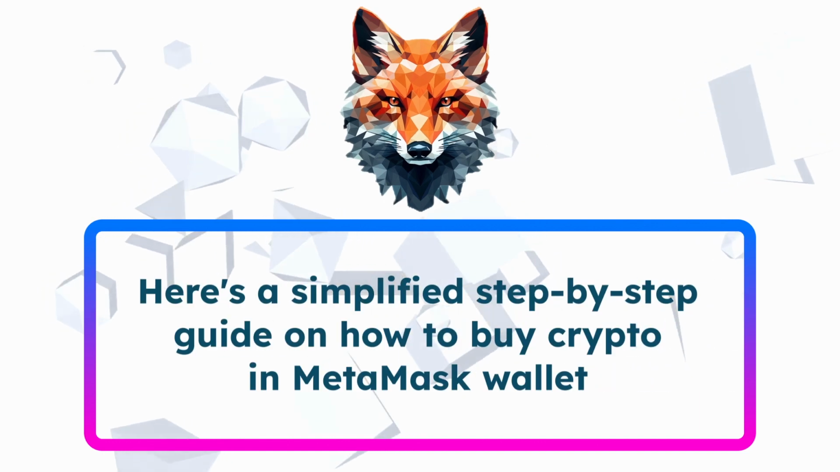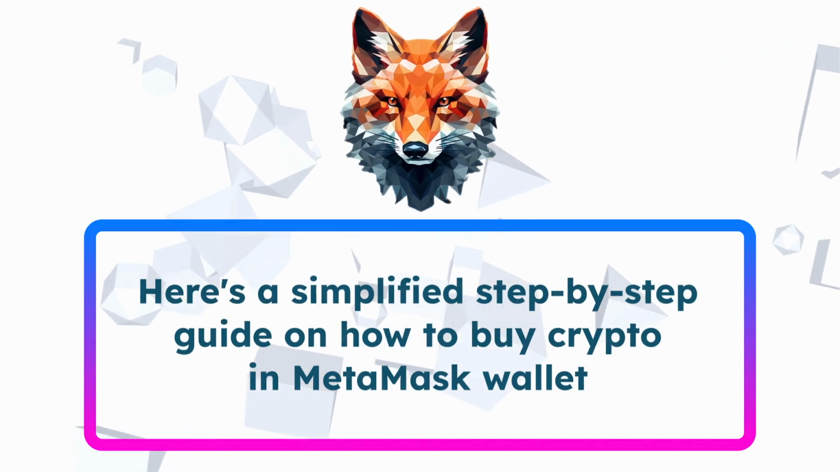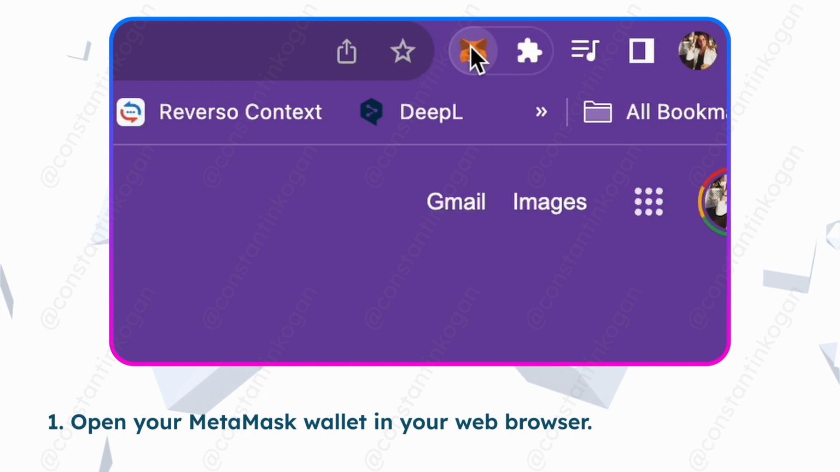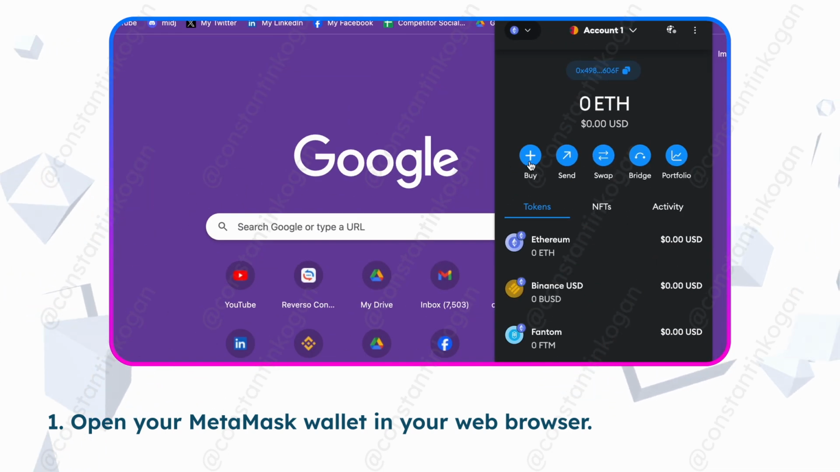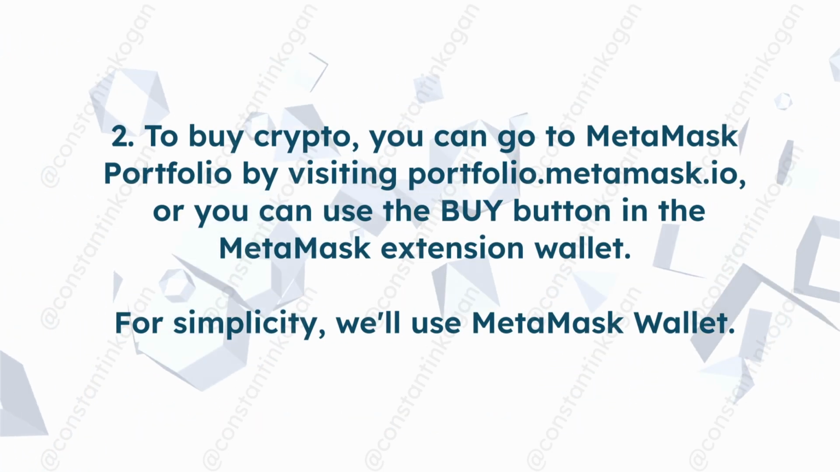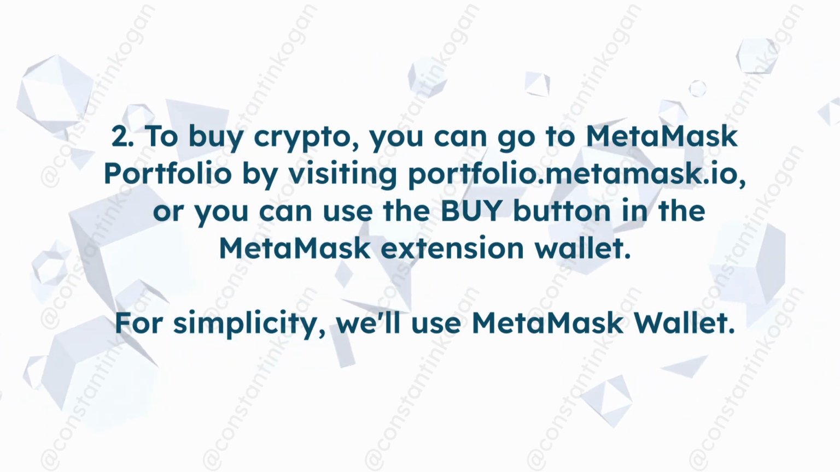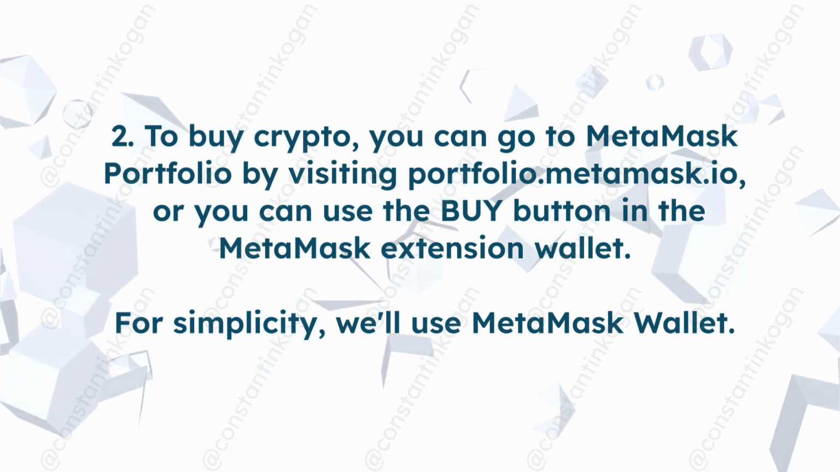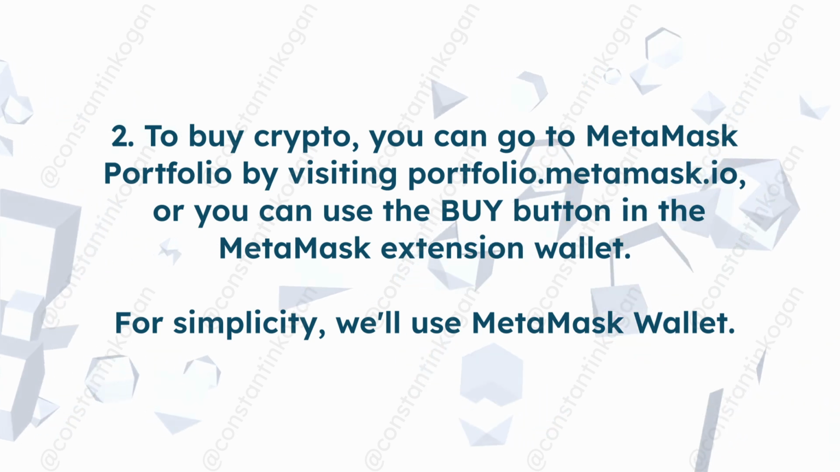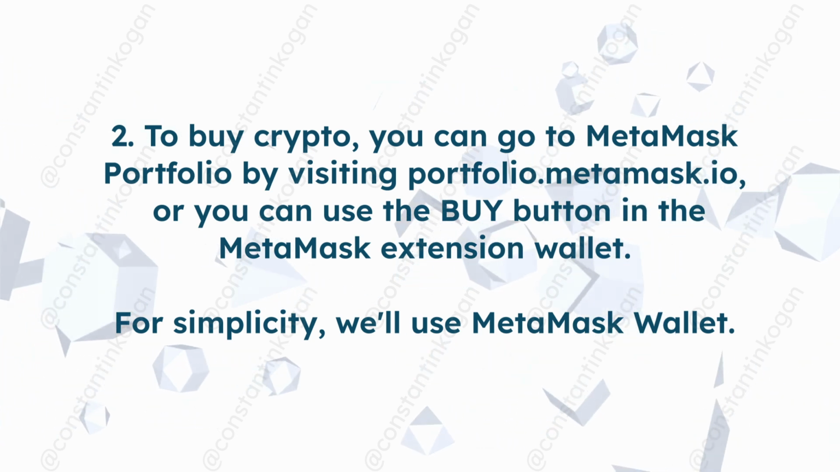Here's a simplified step-by-step guide on how to buy crypto in MetaMask wallet. Open your MetaMask wallet in your web browser. To buy crypto, you can go to MetaMask Portfolio by visiting portfolio.metamask.io, or you can use the Buy button in the MetaMask extension wallet. For simplicity, we'll use MetaMask wallet.